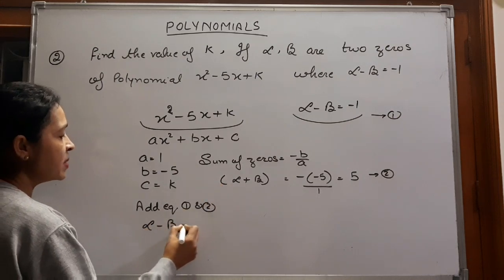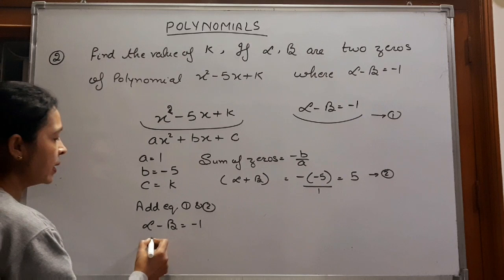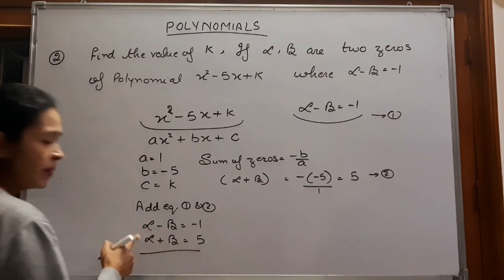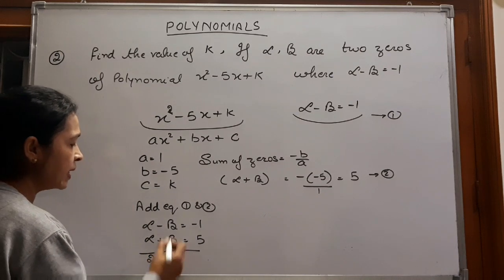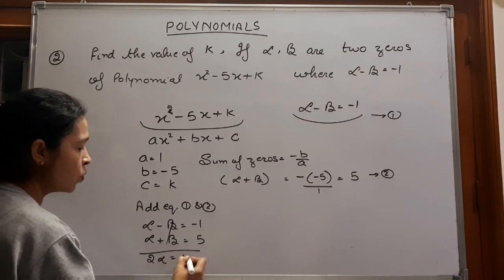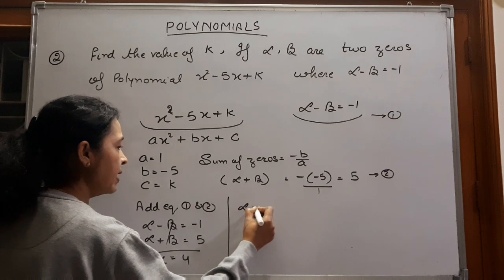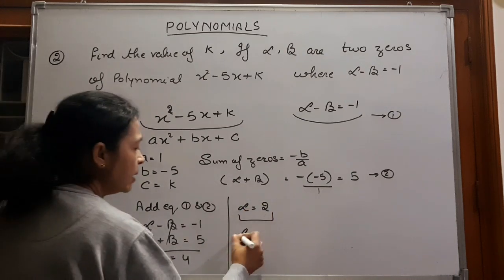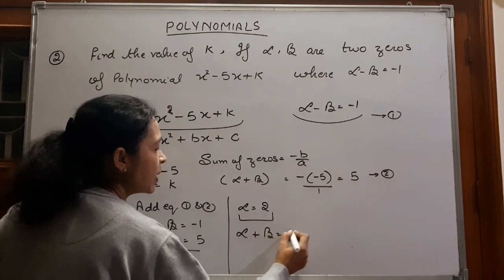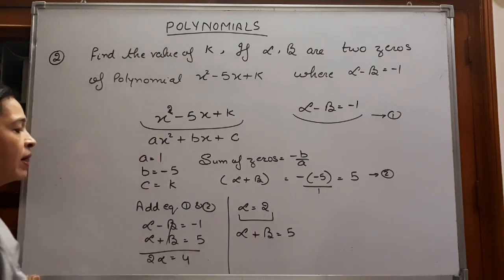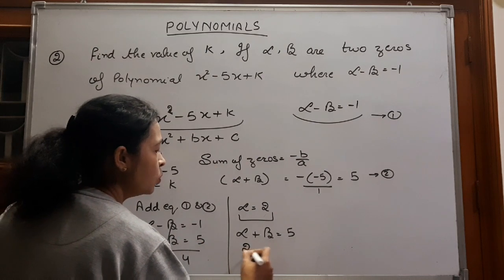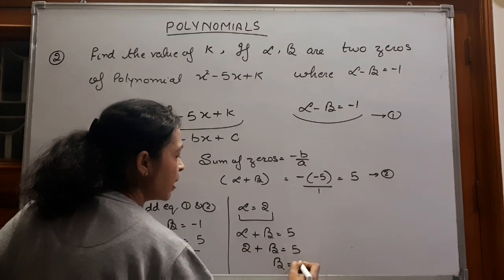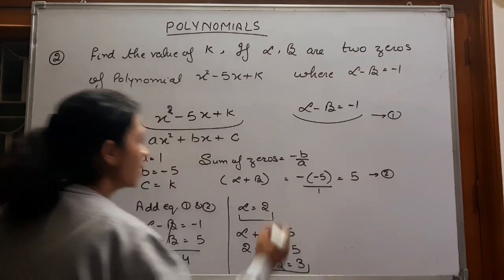Equation 1 is alpha minus beta equals minus 1 and alpha plus beta is 5. Alpha plus alpha, 2 alpha. Beta and beta get cancelled. It is 4. What is the value of alpha? Alpha is 2. Now, what about beta? Alpha plus beta equals 5. We put the value of alpha in equation 2. 2 plus beta equals 5, and beta is 5 minus 2, which is 3.